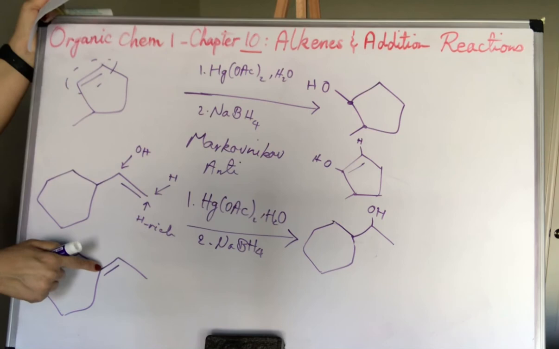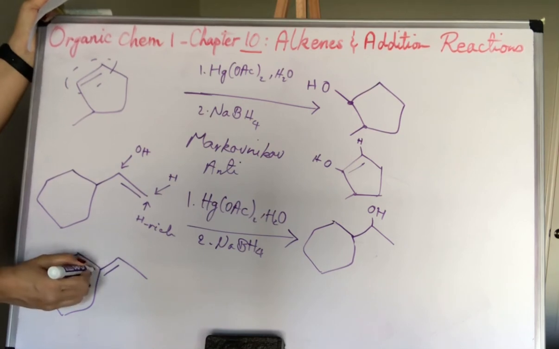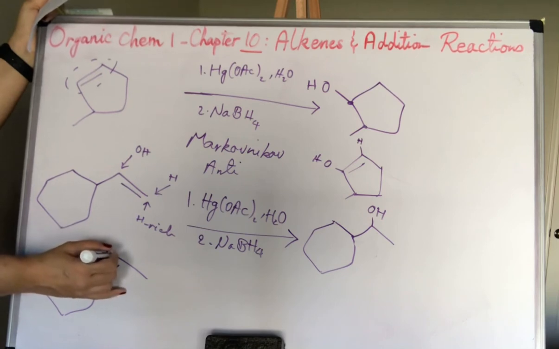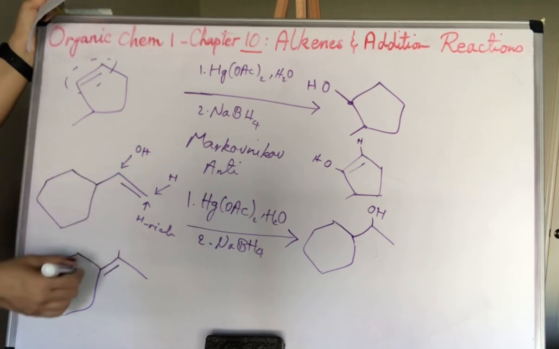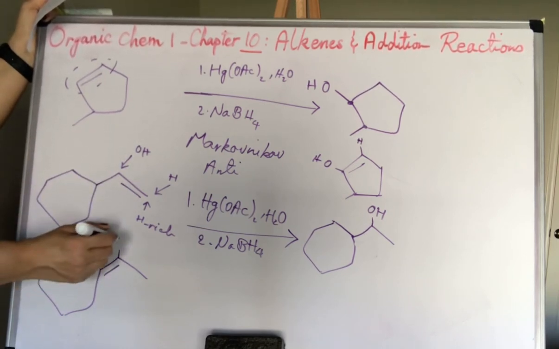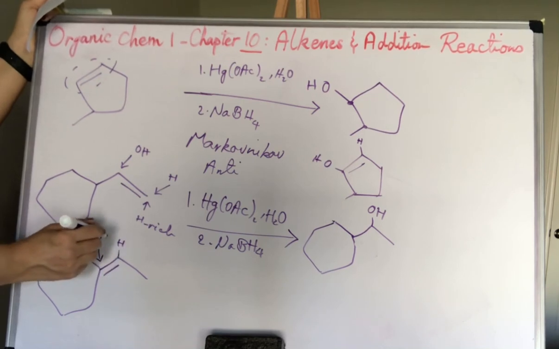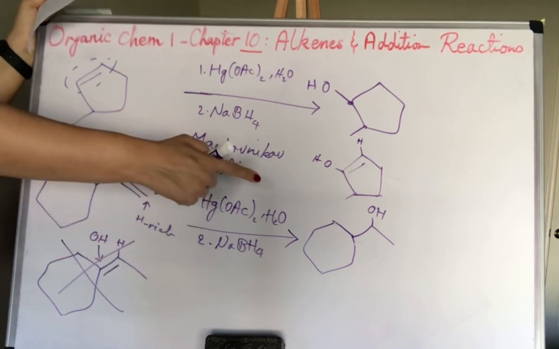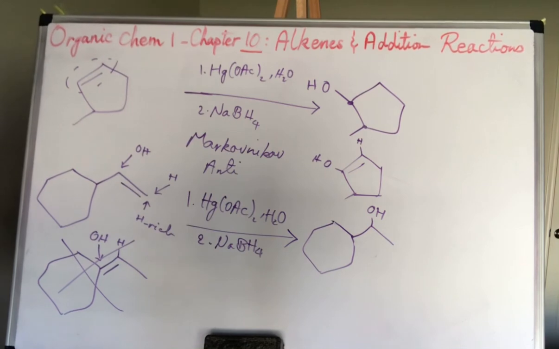But if we have this, here we have 1, 2, 3, 4. This is hydrogen poor, and this is hydrogen rich. So hydrogen will be added here, and OH will be added here. But this is not the compound we get. So you need to pay attention to the location of the double bond based on the number of hydrogens.